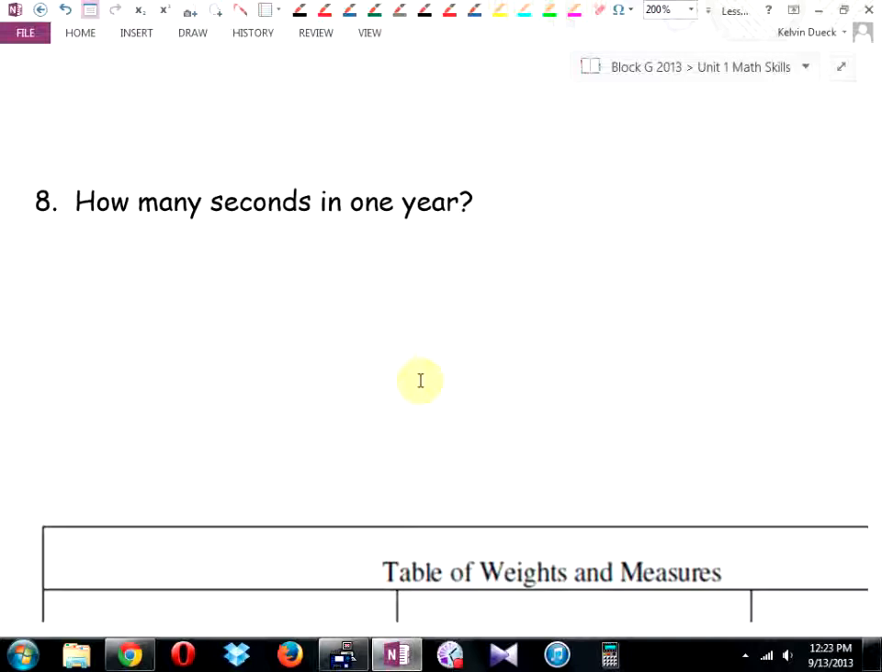So, if we didn't know that conversion factor, and we wanted to find out how many seconds in a year, what are we going to do first? Write down what we have. 1 year.